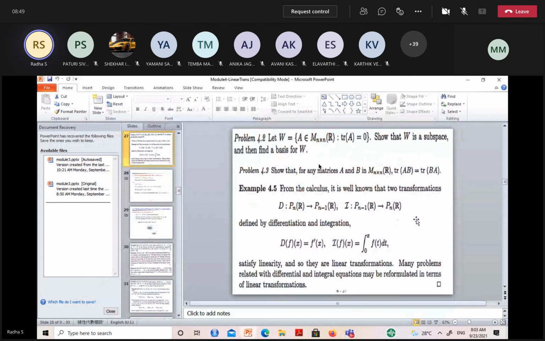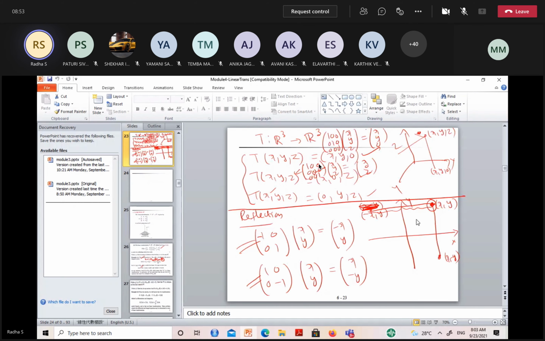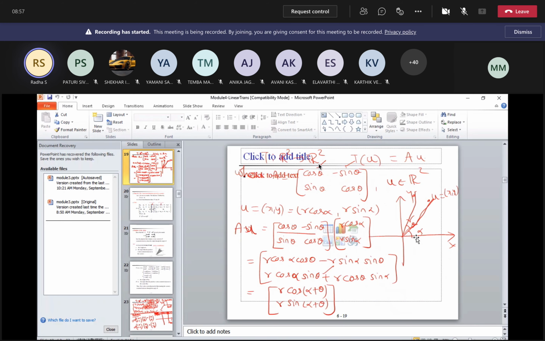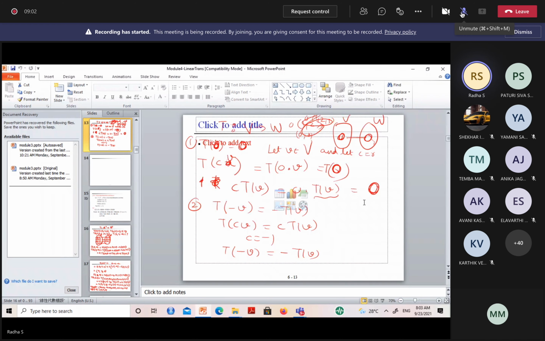Tell me which of the examples we have seen. Projection, and all we have seen. Projection, rotation. Okay.